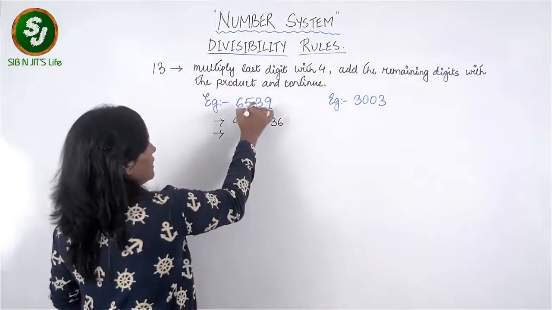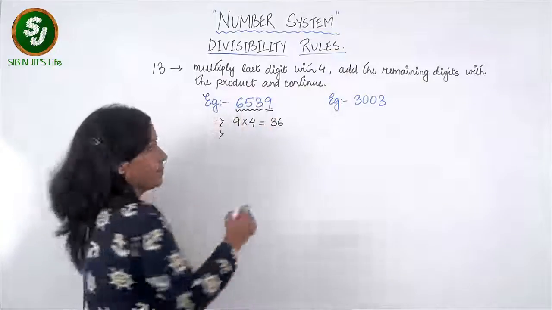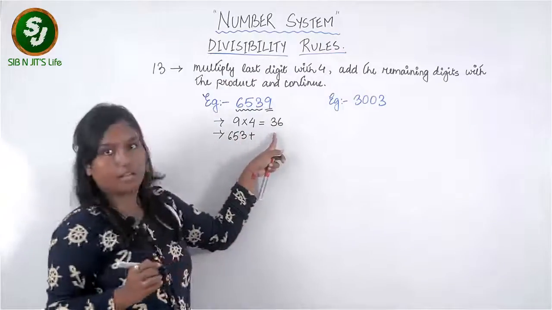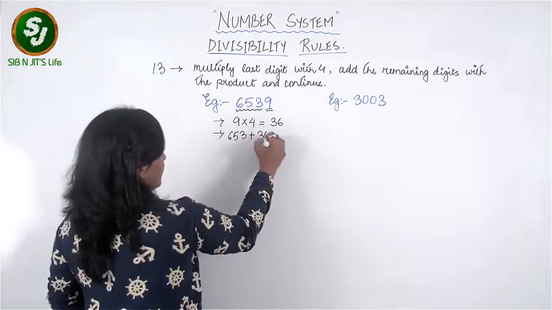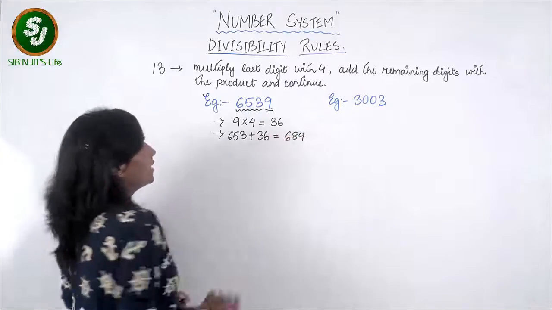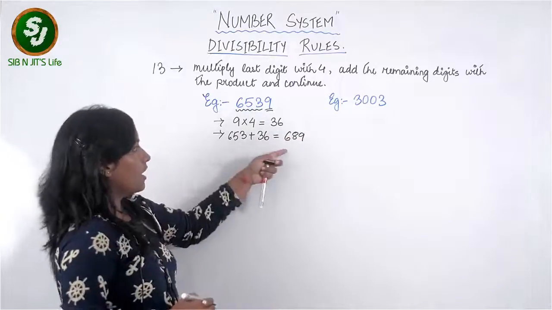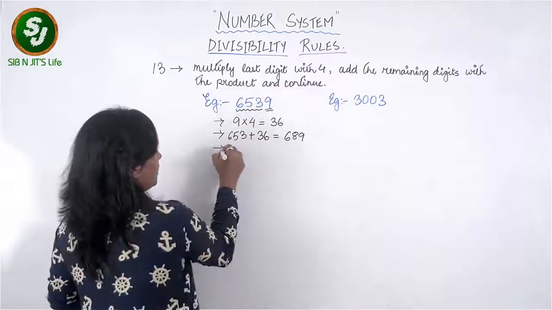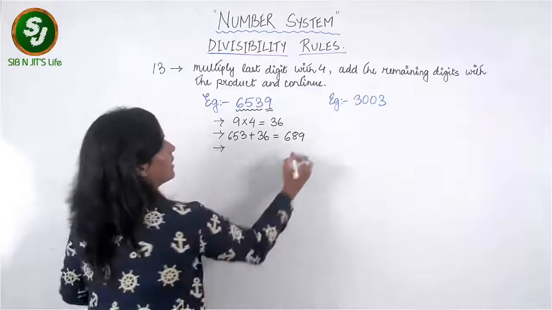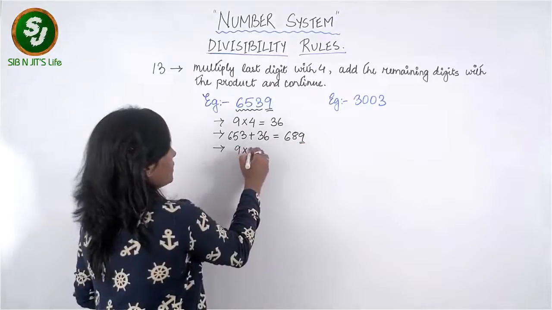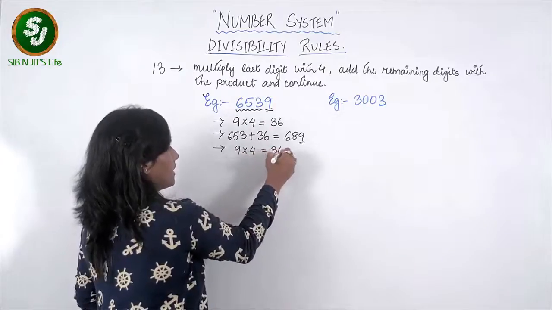Now what are the remaining digits? 6, 5 and 3. So 653 plus the product, that is 36, will give us 689. Okay. So after this, continue. We have to continue this process again. So here the last digit again is 9. So 9 into 4 gives us 36.